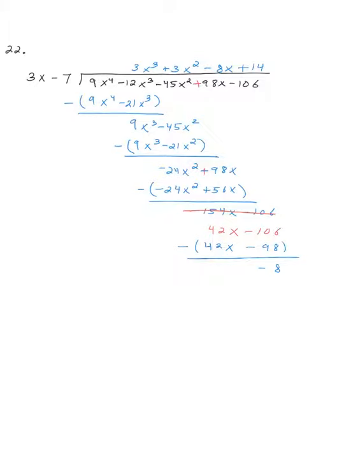What does all this mean? Well, I guess we talked about before. If you took 3x minus 7 and multiplied it by 3x cubed plus 3x squared minus 8x plus 14, that is almost equal to the original polynomial of 9x to the fourth minus 12x cubed minus 45x squared plus 98x minus 106. The only difference is you have to subtract 8 to make these two things equal to each other.